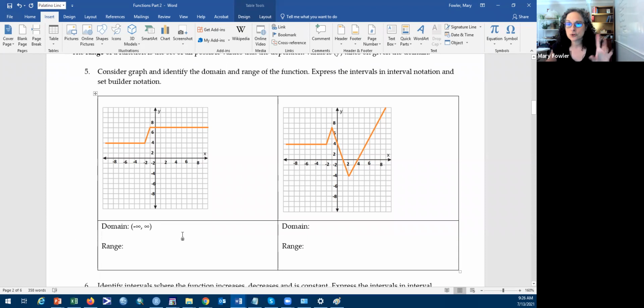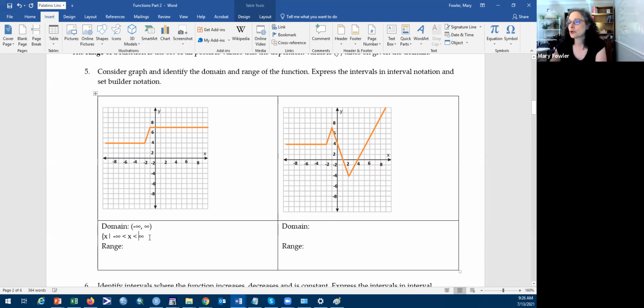Minus infinity, soft bracket, minus infinity to infinity. And in set builder notation, it's curly brackets, it's all x such that, and I'll go ahead and borrow my symbol here, minus infinity is less than x is less than plus infinity.